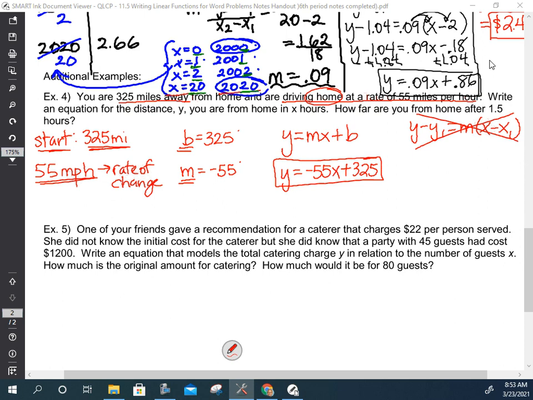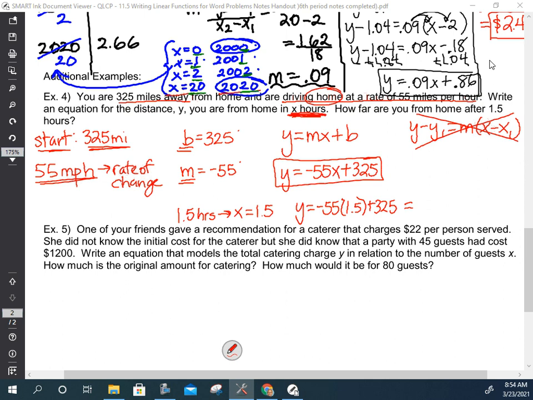So that's the first part of the problem. You have your equation. That's not everything they asked for. How far are you from home after 1.5 hours? So they told you that x represents the number of hours. So 1.5 hours means that x equals 1.5. So that means y equals negative 55 times 1.5 plus 325.